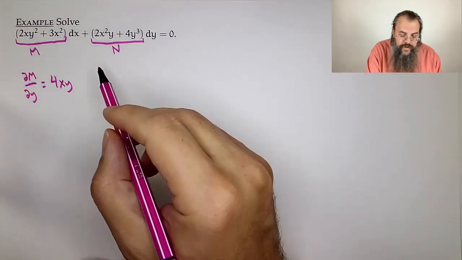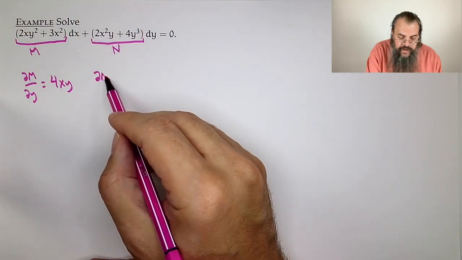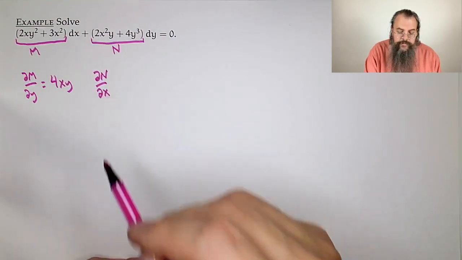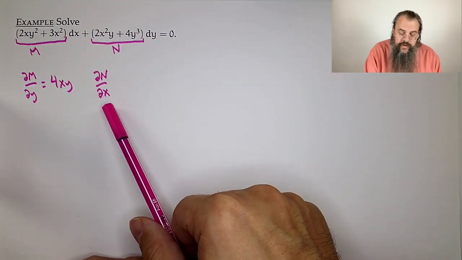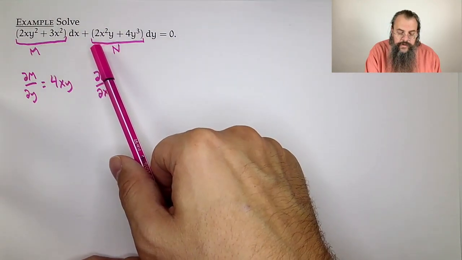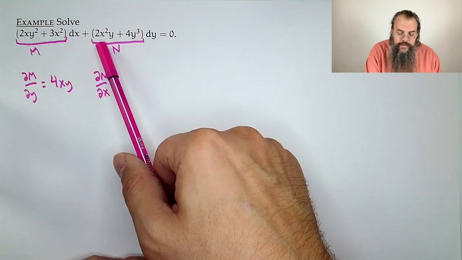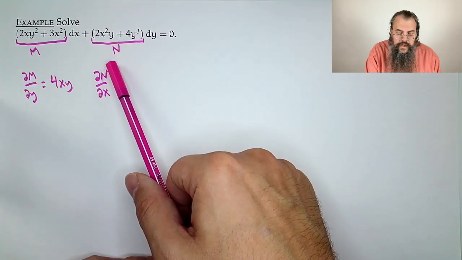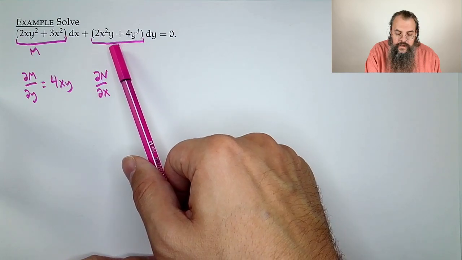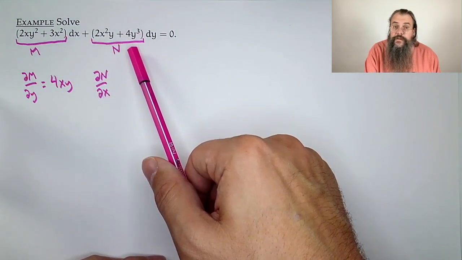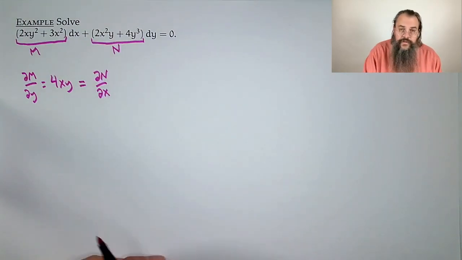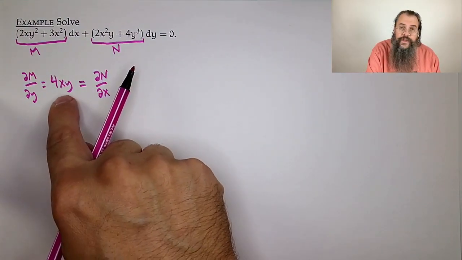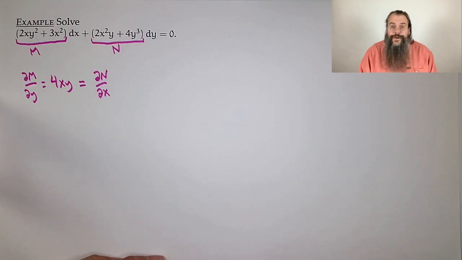And now we say, well, look, compare that to partial n, partial x. And what do we have? Well, now the x is our variable. The derivative of 2x squared would be 4x, then times y, so that would be 4xy. Derivative of 4y cubed, well, that's a constant, and so we get 0. So the whole thing is 4xy. Great. So now we know it's exact.